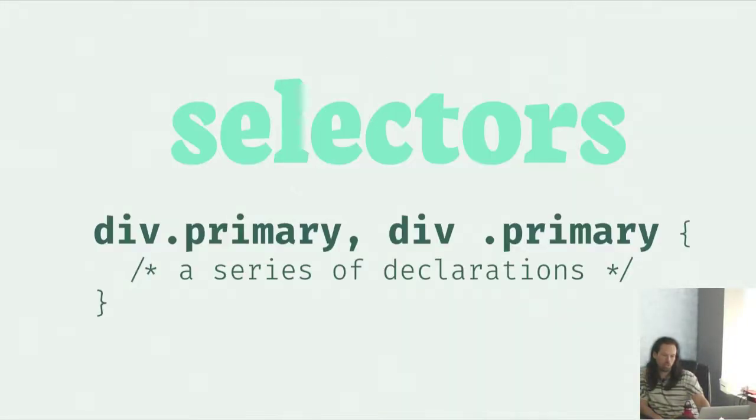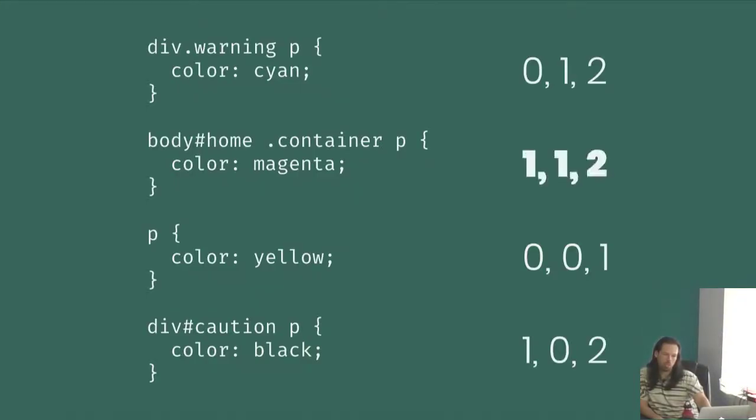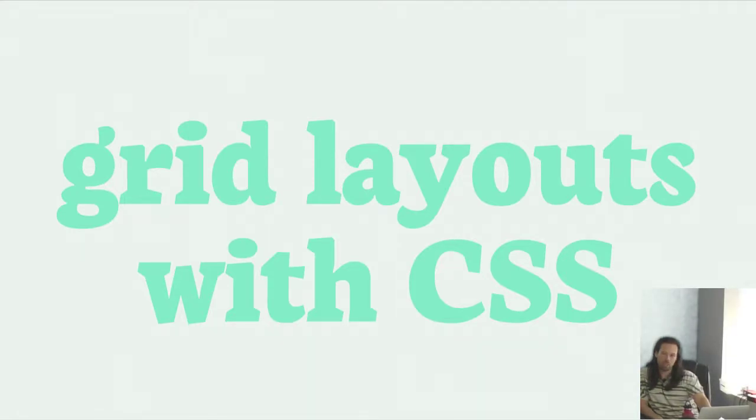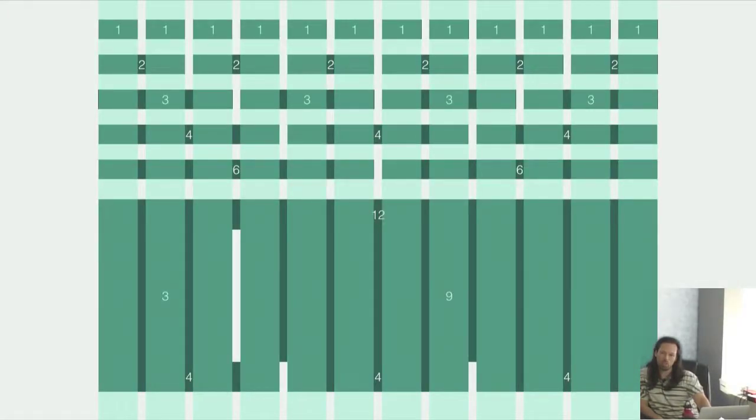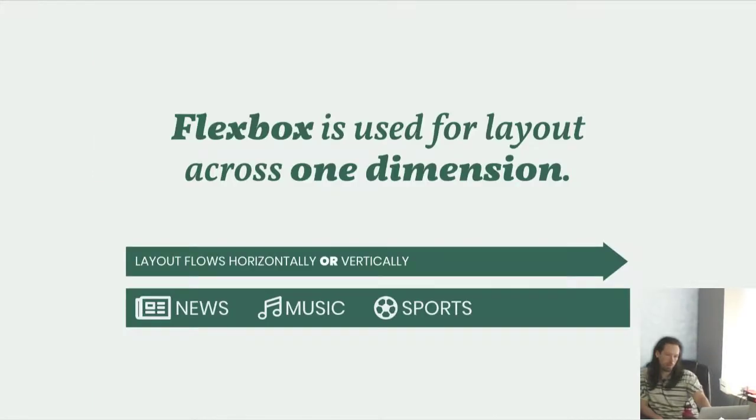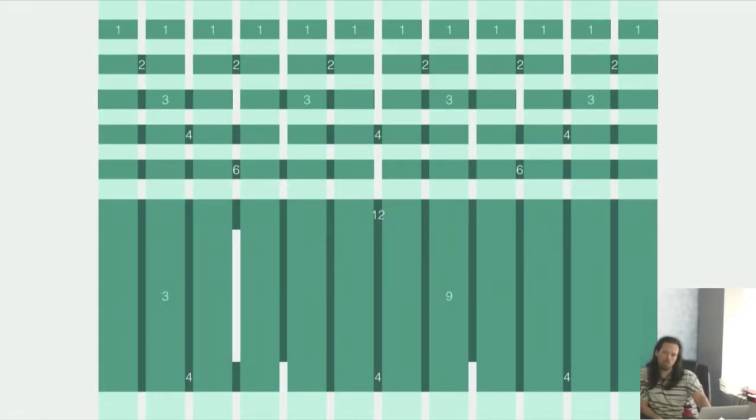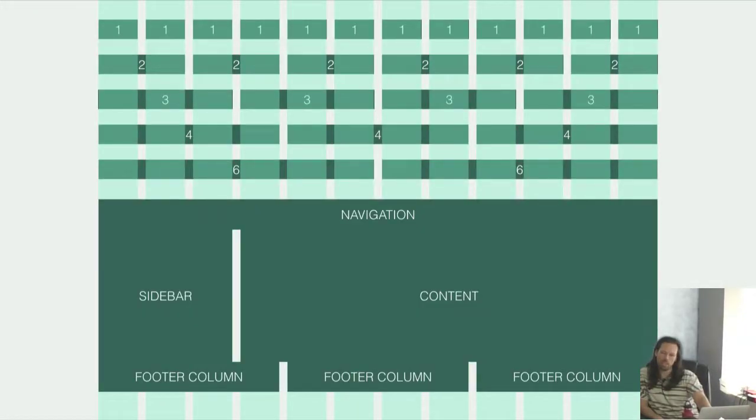Then also, specificity, so how maybe the style we want applied to something is not actually being applied, but maybe something is more specific that's overriding it, so we need to learn how this works. And then grid layout with CSS, so we talked about how we could do layouts similar to this here. Because once you can do this, then you can get a layout that looks like that, right? And this is what the web looks like today.